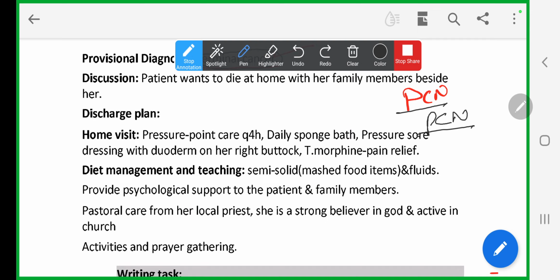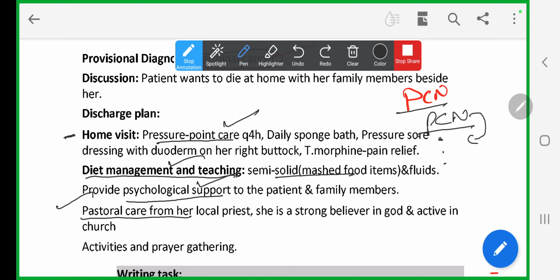Now, if we can quickly look toward the discharge plan, we have home visit for pressure point care, we have dietary instruction, okay, we have psychological support, right, and we have post-oral care. So this will give an idea, the 4 points in the discharge plan. So that is basically the application of the palliative care plan. So we at least know now that we are writing this letter to the palliative care nurse, and the reason of writing is for the provision of palliative care. So this is the purpose of writing. This is the main purpose of writing.